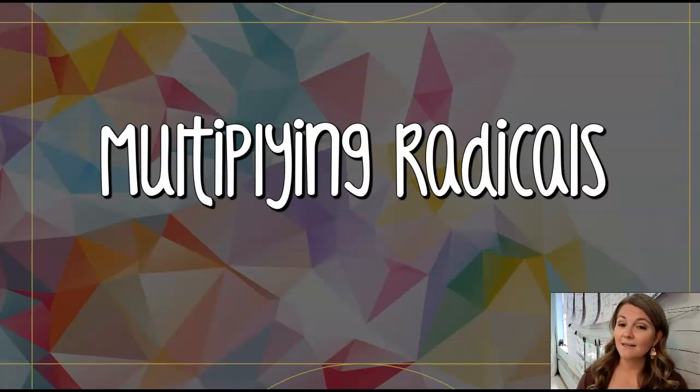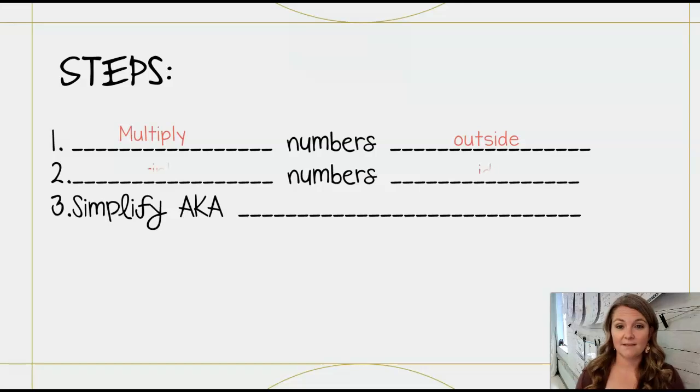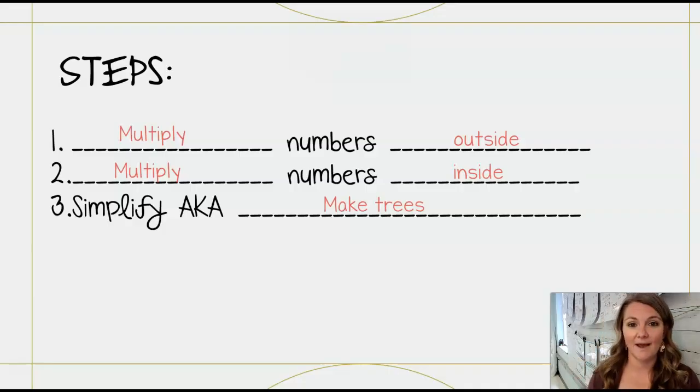The indexes just have to be the same, but the radicands do not have to be the same in order to multiply them. So, 3 steps. First step, you're going to multiply the outside numbers. Second step, you're going to multiply the inside numbers, multiply the radicands together, and then simplify, also known as make trees.